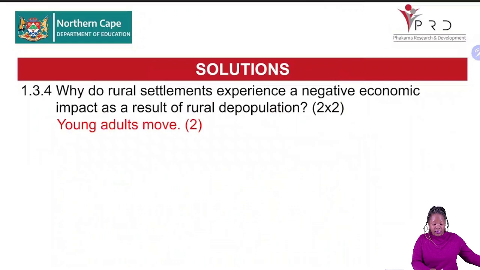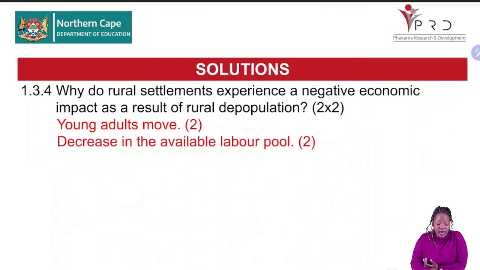Then we're looking at our number 4, whereby you're supposed to give why the rural settlement experiences a negative economic impact as a result of rural depopulation. Remember the few people that are left in the rural areas: it's only the old people who can no longer work, or the children who are still young. The youth adults, the working class, are the ones who move to the urban areas. And then secondly, we are looking at the decrease in the available labor pool.